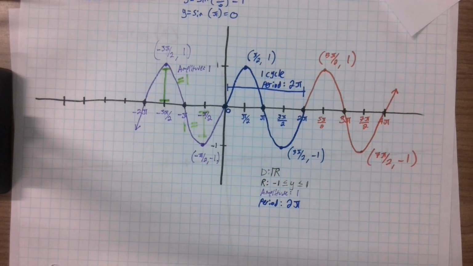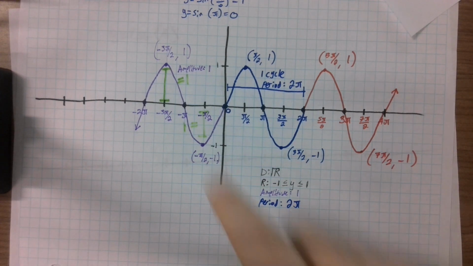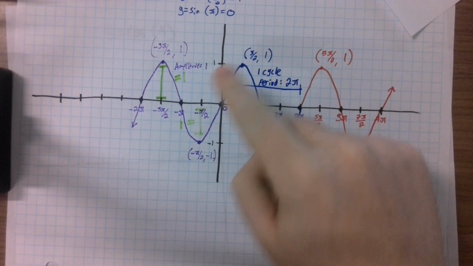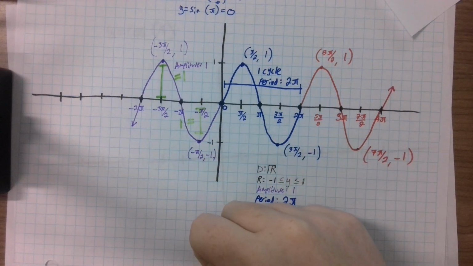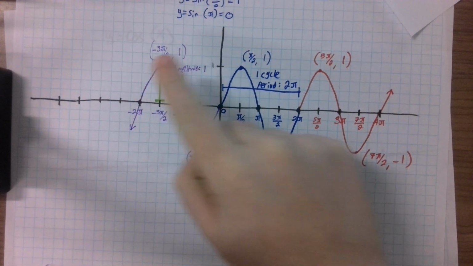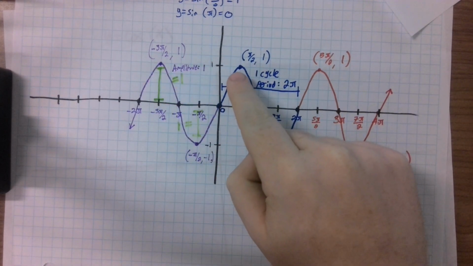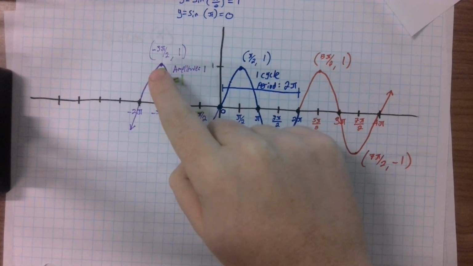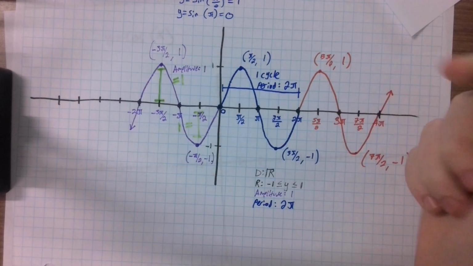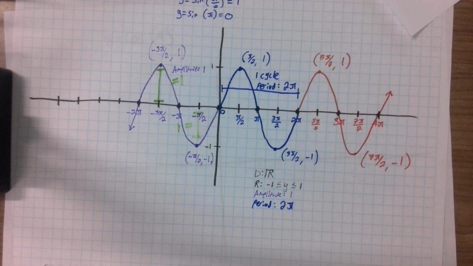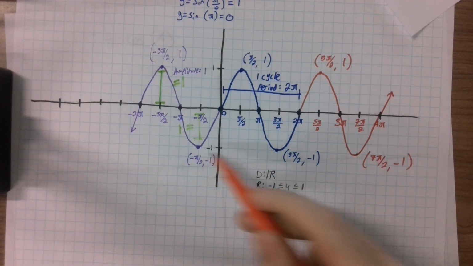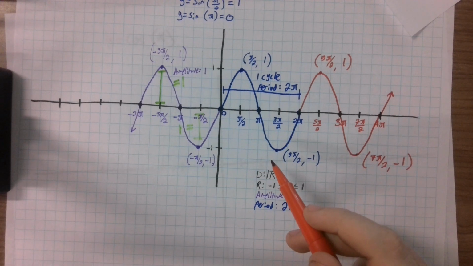Now, what's most interesting about this period is it takes exactly one period to go from a maximum to another maximum, or a minimum to another minimum. To go from negative 3 pi over 2 to 1 pi over 2, we're moving 4 pi over 2 up. Negative 3 plus 4 is 1. Well, 4 pi over 2 is just 2 pi. So actually, between maximums, we go exactly one period away. Same with minimums. The minimums are also one period away.